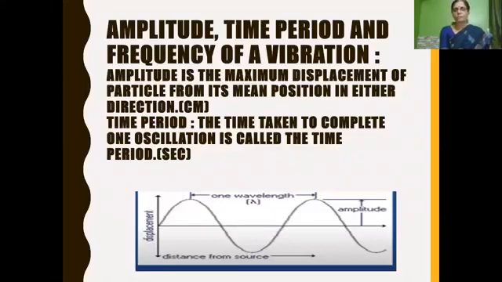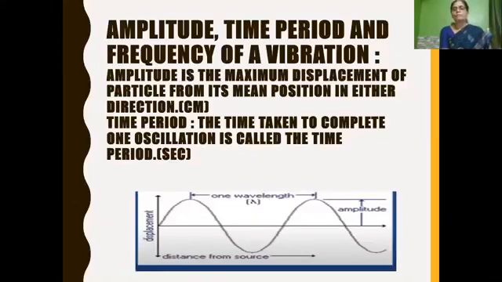For children, now next let us pass to our next topic, that is amplitude, time period and frequency of a vibration. So now let us learn all these three one by one. Amplitude. See, what is amplitude? Amplitude is the maximum displacement of a particle from its mean position in either direction. Got it? That is up and down, or right and left. This in either direction is called amplitude.